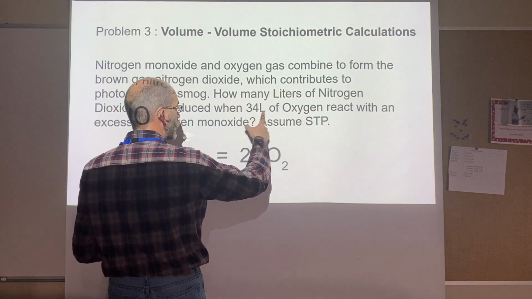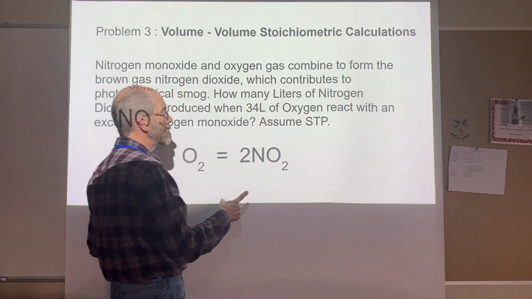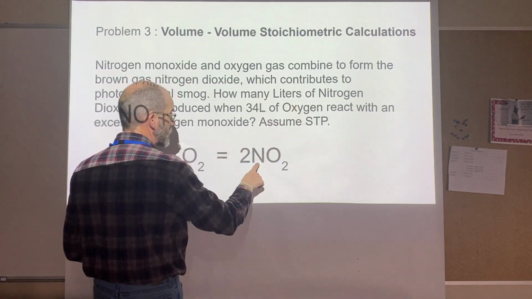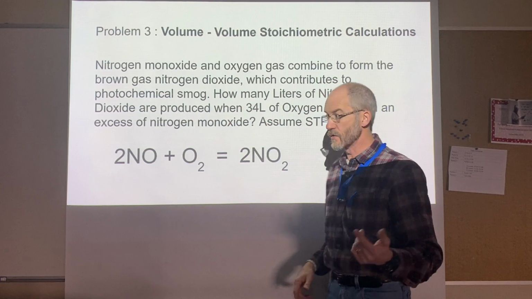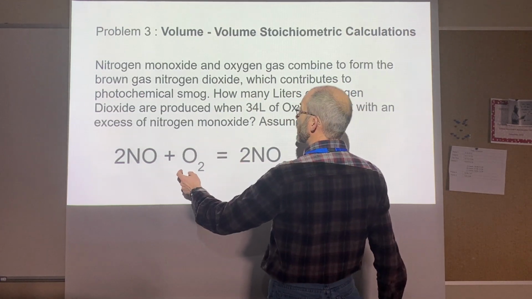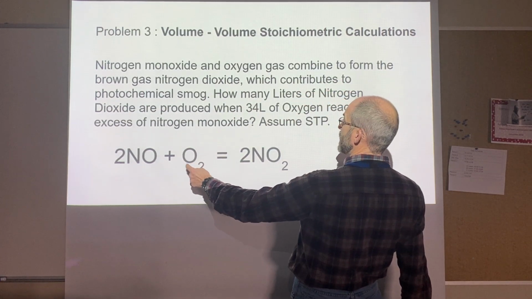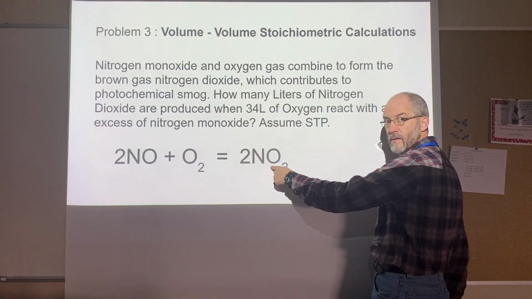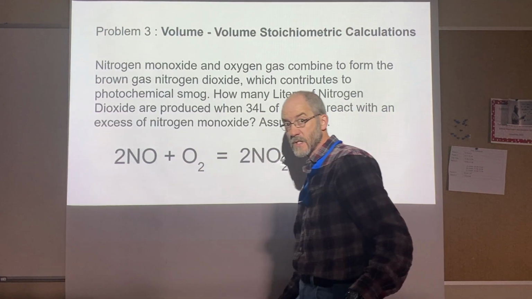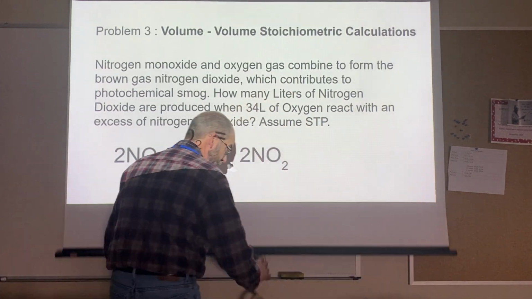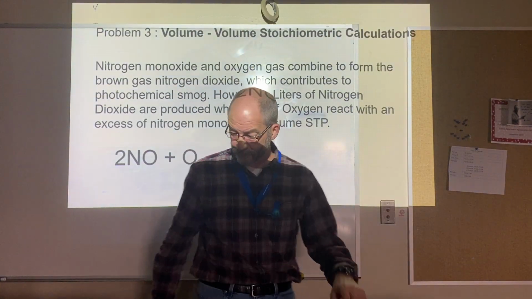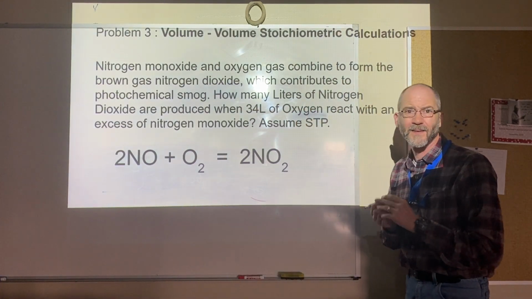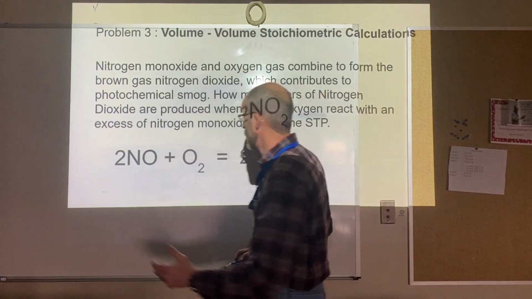So we know we have 34 liters of oxygen, and we know that we really want to know how much of this we have, in liters. So we know how many liters we have here, but we want to know how many liters we have here. I bet this is a typical stoichiometric problem. Given, moles of given, moles of wanted, liters of wanted.